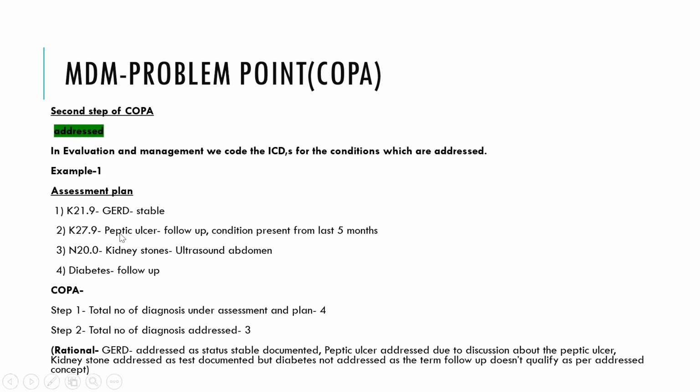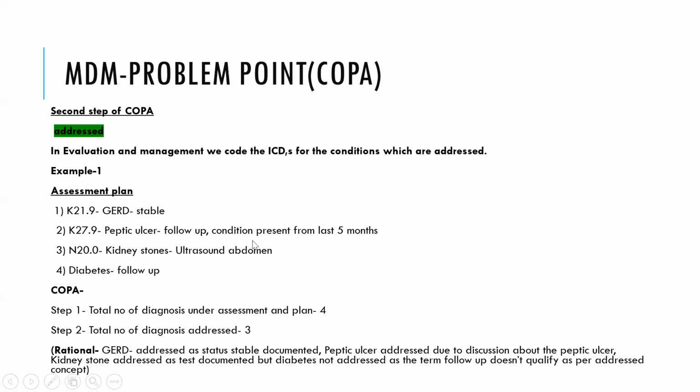One another example is there in front of you, Tanya. Can you help me? How many diagnoses can you see under assessment and plan? 4 diagnoses. Absolutely correct. 4 diagnoses. So your first step is total number of diagnoses under assessment and plan is 4. Now, how many addressed? If you see here, GERD stable, right? So stable comes under address. Yeah, stable is addressed. But out of the 4 criteria, where does it come under, is it a status or a treatment, or a test or discussion? Status. Yeah, it's a status.